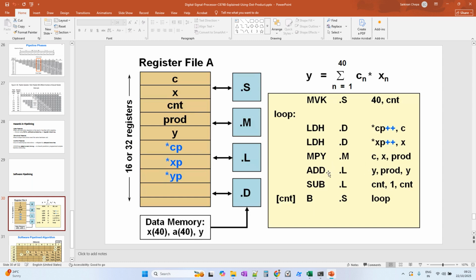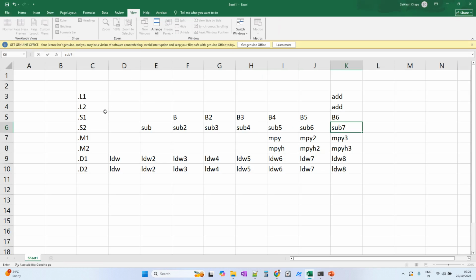So addition, this unit will do 2 adds, then subtract, the counter subtraction, and then branch. That's what we are doing here. So if you see here, what is happening here?